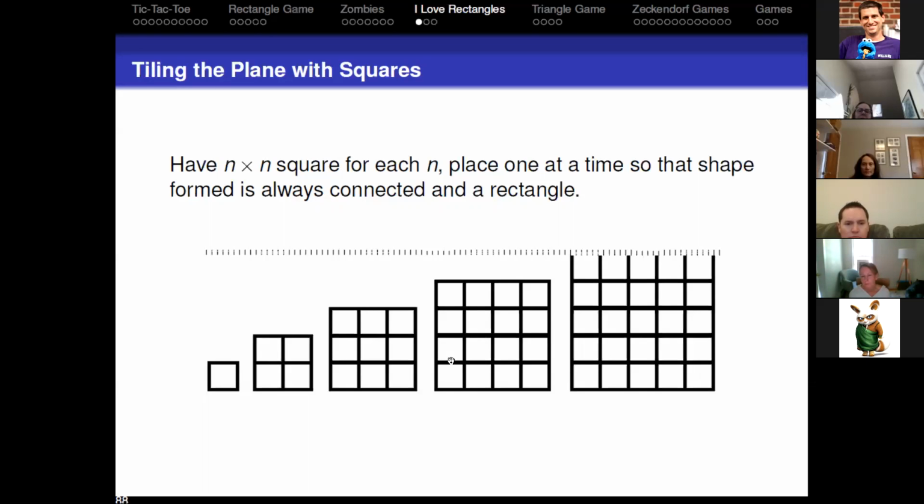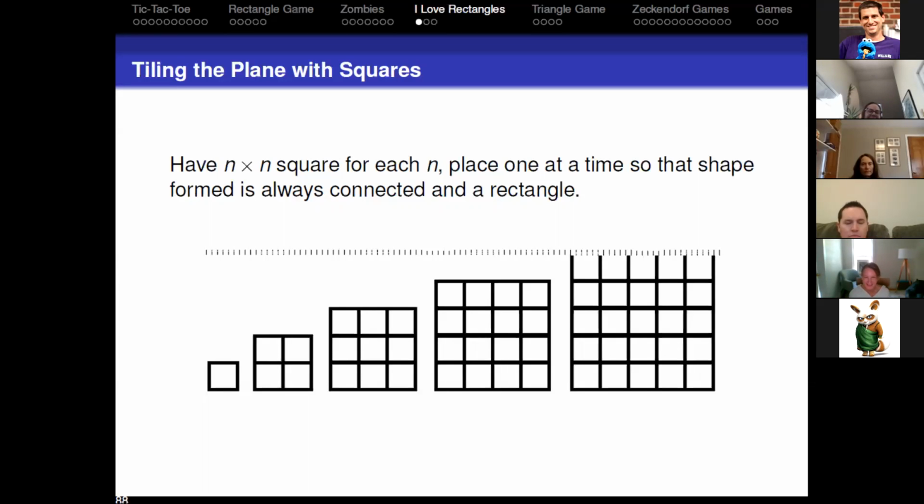No. No, the sides don't line up. What about the 5 by 5? No. What about the 2 by 2? No. If I want it to be a rectangle, it has to have a side of length 3, but I only have one 3 by 3 square. So there's nothing I can do. So does everyone agree that this is a boring game?